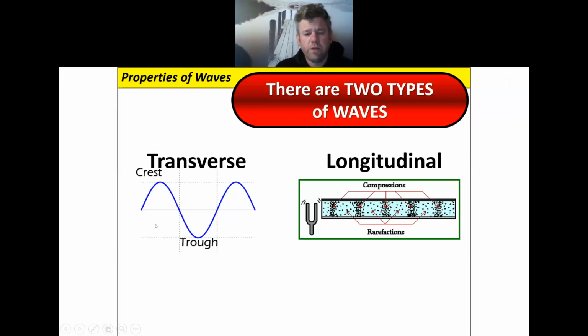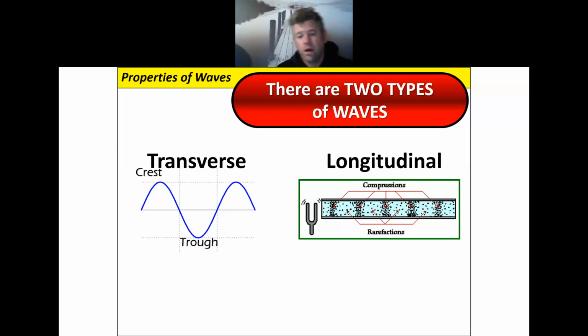The wavelength on this one, how much one wave would be, is from the crest to the next crest, or the trough to the next trough. It's basically same point to same point. Do not think that it is from the crest to the trough. That's only half a wavelength. You need to get to the same spot again.